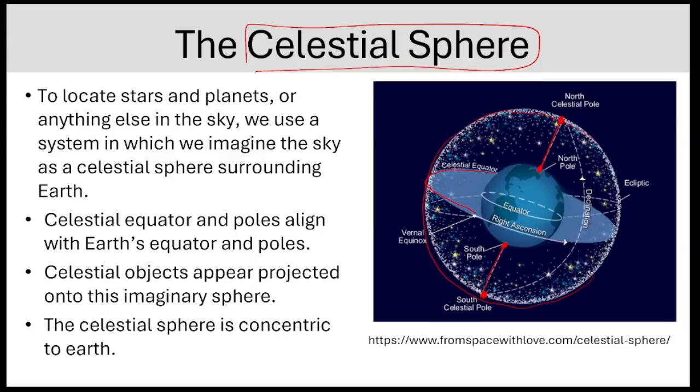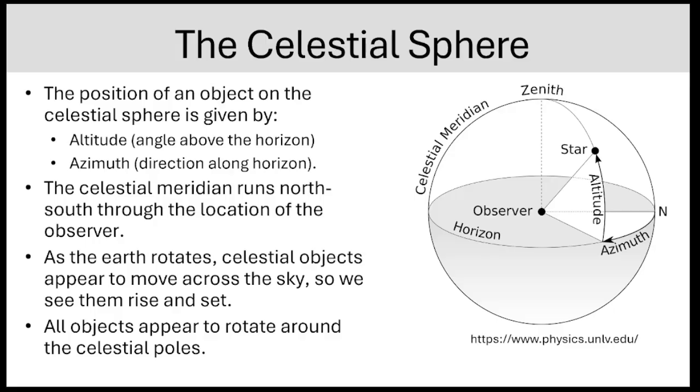And this celestial sphere allows a consistent positional measurement from any location on the earth. And as we said, this celestial sphere is used to locate the position of these objects. The positions on the celestial sphere are described using two coordinates.